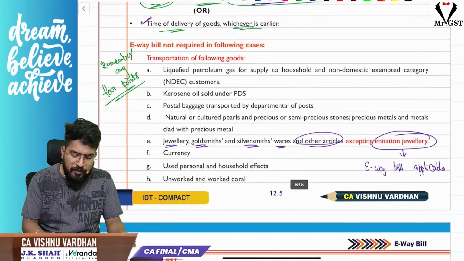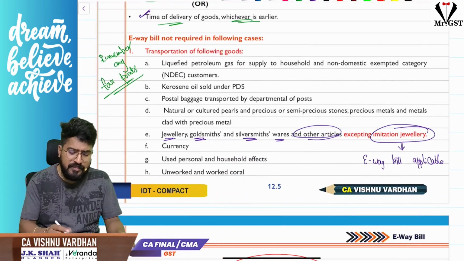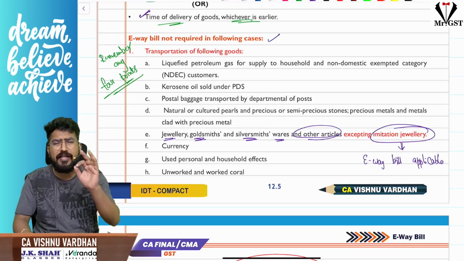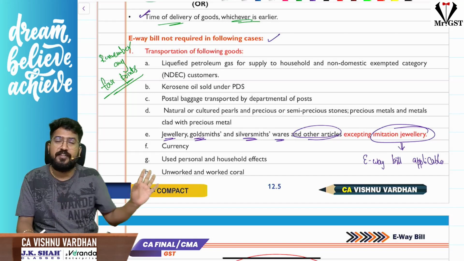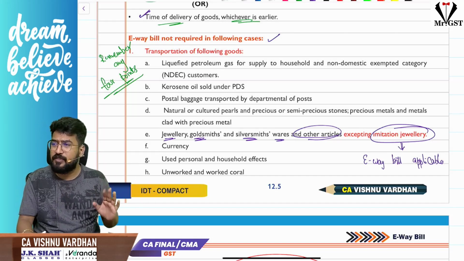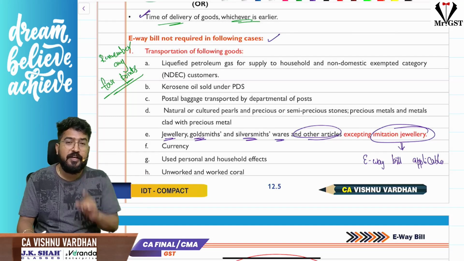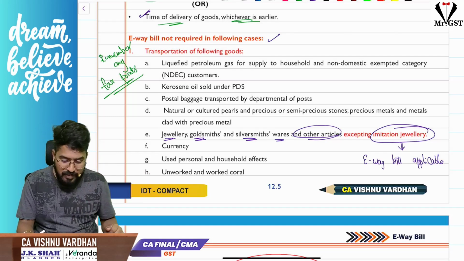Next, sir, EWay bill is not required in the following cases. Please remember any 4 easy points from this. Suppose in the worst case, they are asking you a straight theory question, write down any 4 circumstances where EWay bill generation is not required. So you should be very careful there. Please make sure you are remembering any 4 easy points.